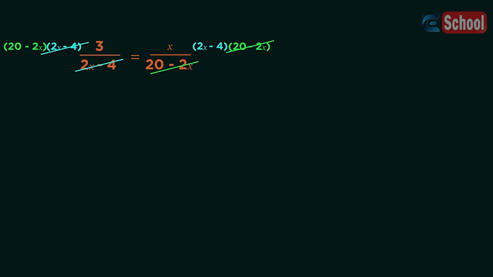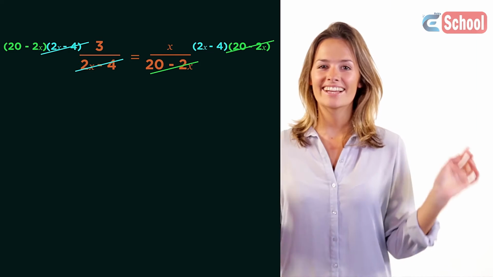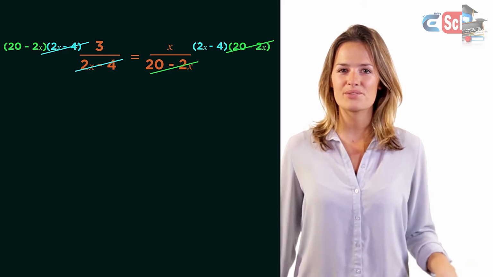Quite often when solving algebraic fractions, we might end up with quadratics, which means we'll get two different values of x. So let's have a look at an example. So we start by multiplying up the 2x minus 4 and the 20 minus 2x to both sides. Can you carry on to solve the rest of the question?